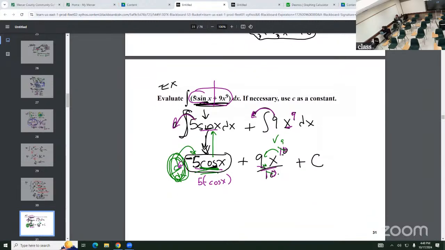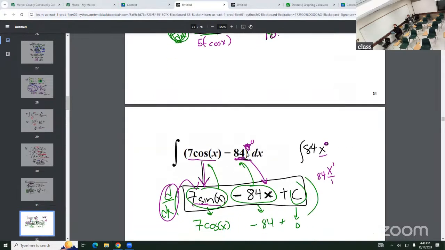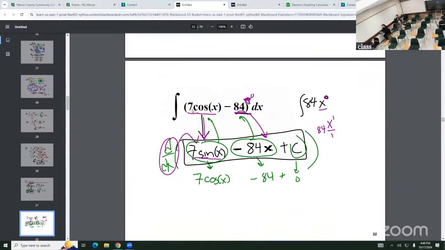Evaluate here. So what's the antiderivative of 5 sine of x? What's the antiderivative of sine? Negative cosine. And the 5 just hangs around. What's the antiderivative of 9x to the 9th? We'll just leave the 9. What's the antiderivative of x to the 9th? X to the 10th over 10. Right.